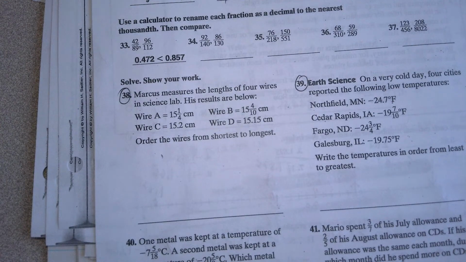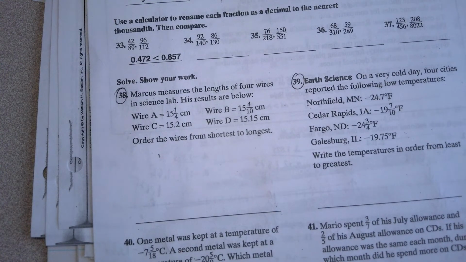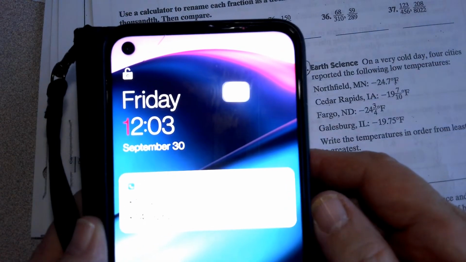Okay, can you handle that? What's that? There's lockers outside? That means, yeah, and it's 12:03. So it's about time to go.